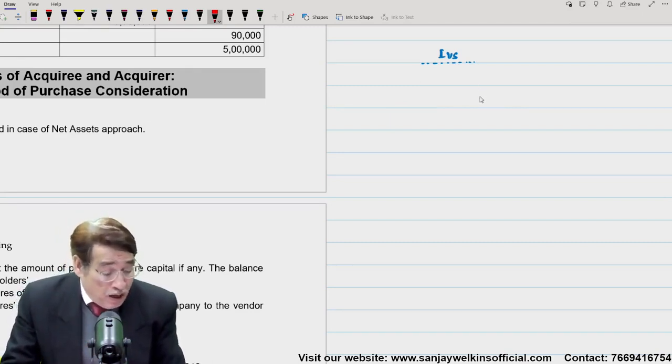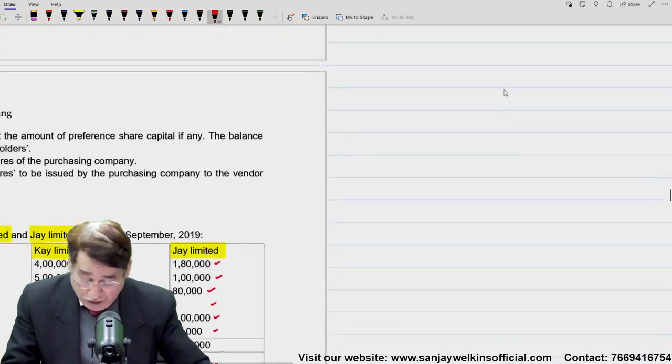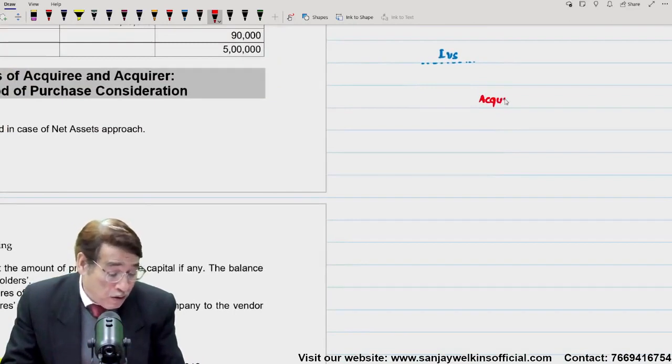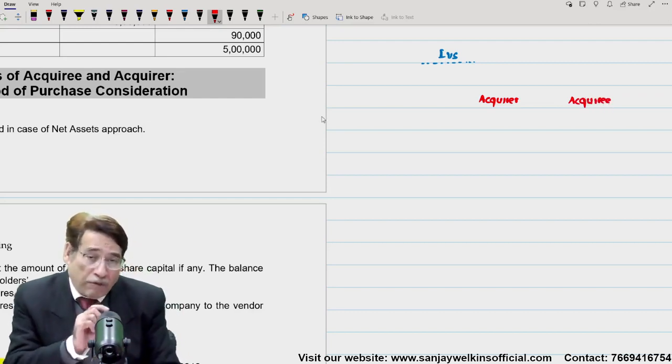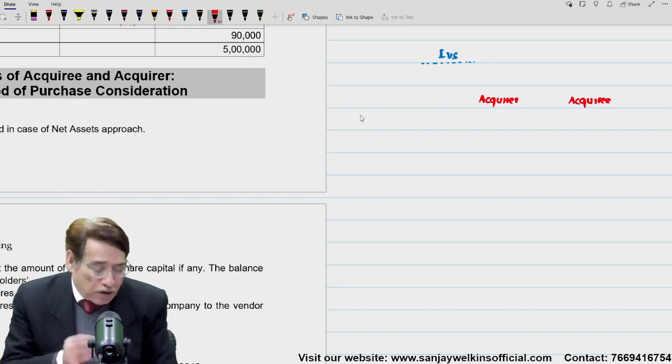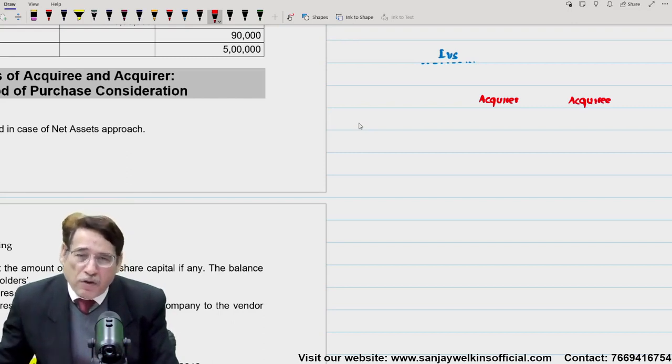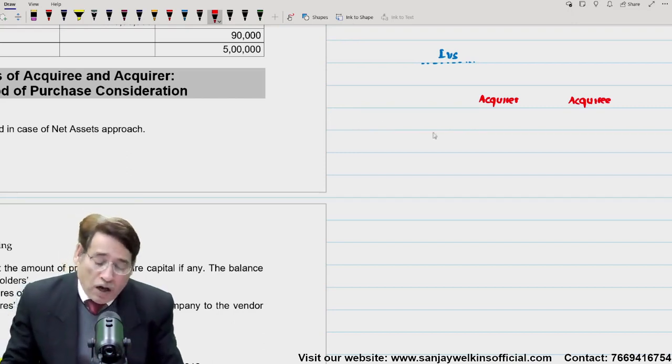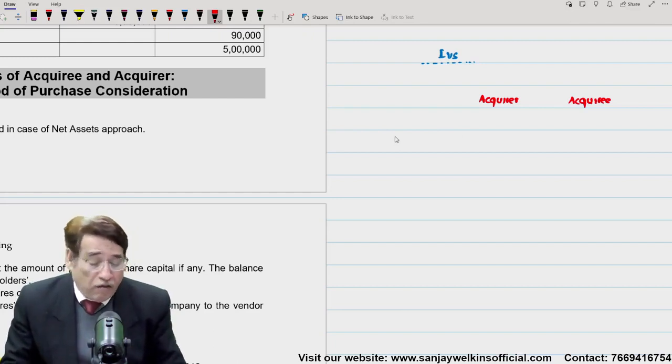So, I will write here one, acquirer company. You can also write the name. The acquirer company is K Limited. K Limited is the acquirer entity, and the acquiree entity is Jai Limited. First of all, you will have to compute the intrinsic value of both the companies, and how will the intrinsic value be computed? First of all, you are going to compute the net assets, as I told you even in the earlier session. You are going to compute the net assets in the same manner which we adopted earlier.